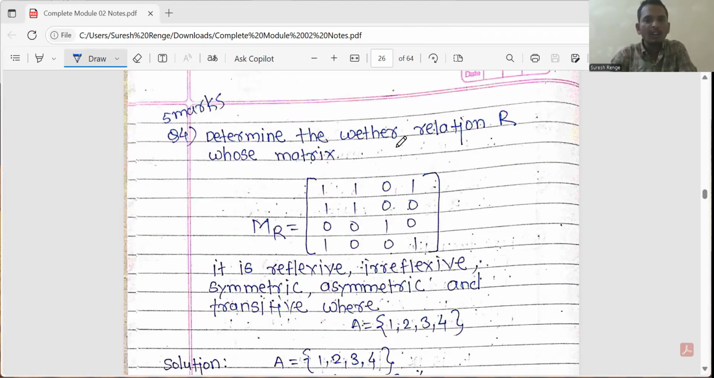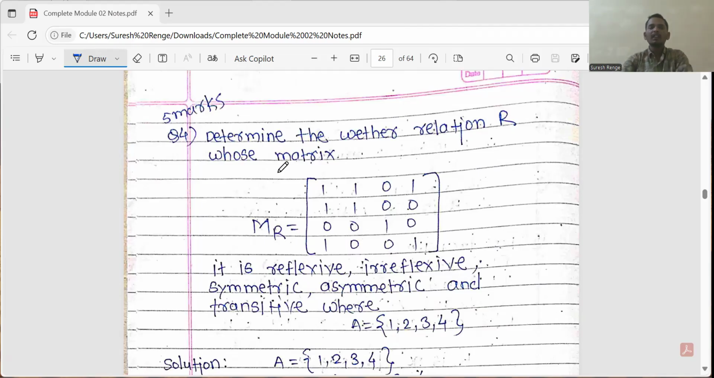In today's lecture, let us discuss one question that has 5 mark weightage. We want to discuss these 5 mark weightage questions in today's lecture. What question is given? Question number 4: determine whether the relation R, whose matrix representation is given, is reflexive, irreflexive, symmetric, asymmetric, and transitive, where A is {1, 2, 3, 4}.